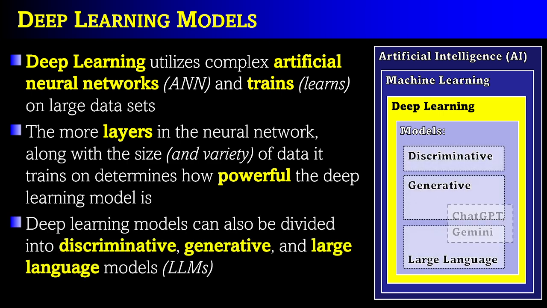So within deep learning models, we can divide them into discriminative deep learning models, generative deep learning models, and large language models, sometimes abbreviated as LLMs. You can also see that maybe some models you're familiar with, ChatGPT and Gemini, fall within the intersection between two of those models.